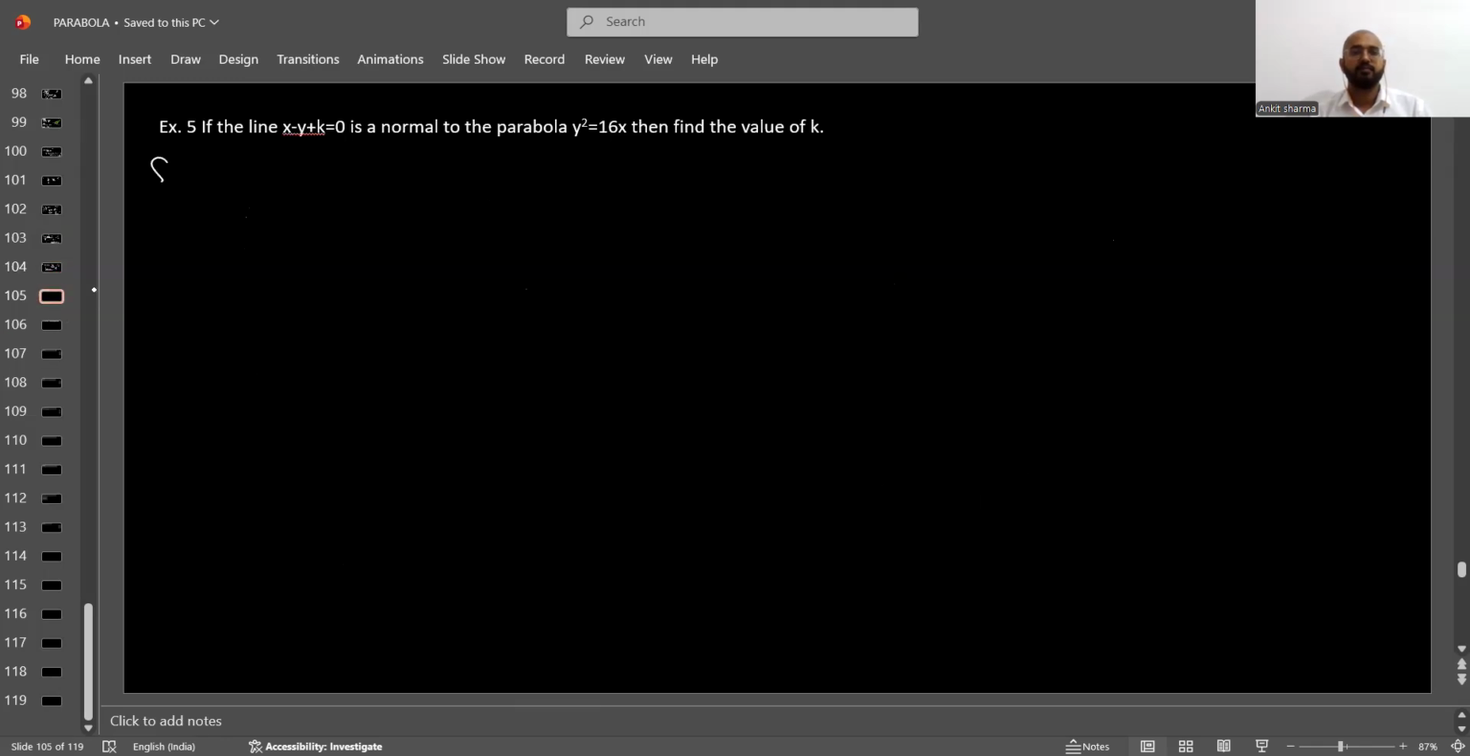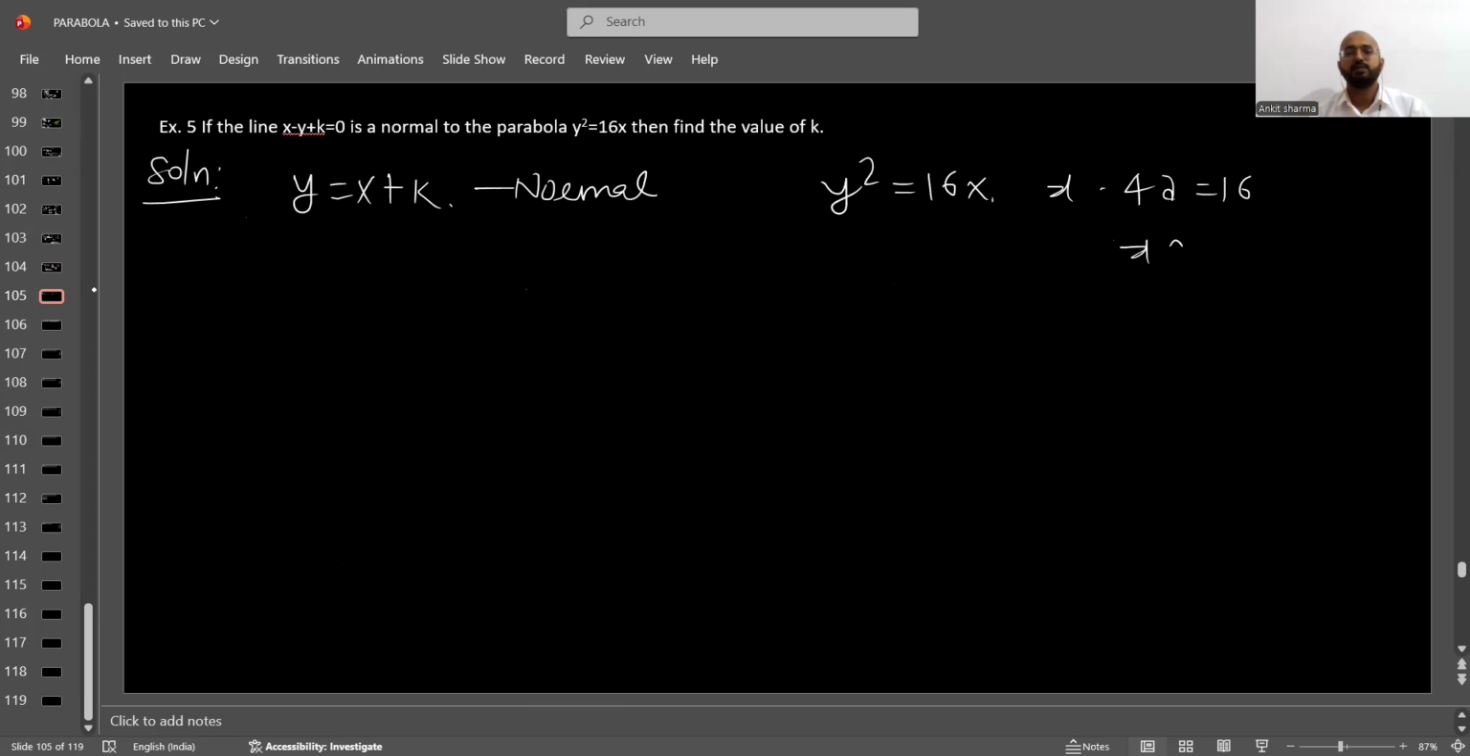Moving further, we have x minus y plus k is normal to the parabola y square is equal to 16x. Then we want the value of k. So of course we have here y is equal to x plus k. This is my normal, and it's normal to the parabola y square is equal to 16x. So from here, if I compare, I get 4a is equal to 16, which means a is equal to 4.